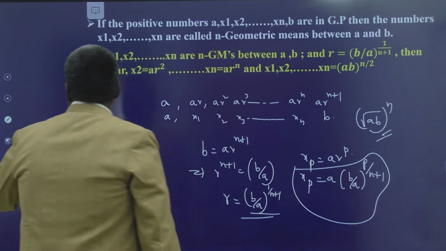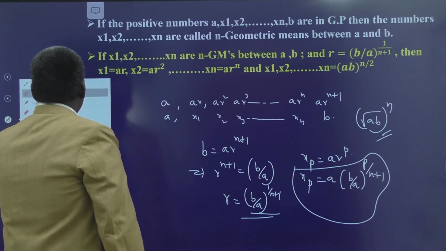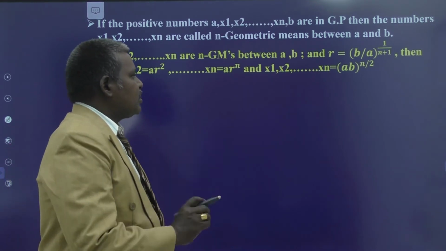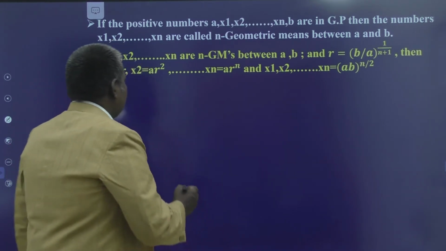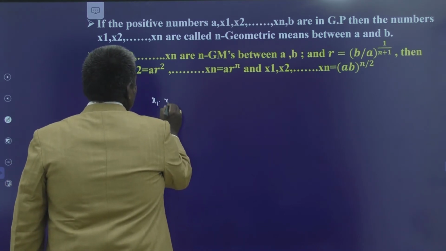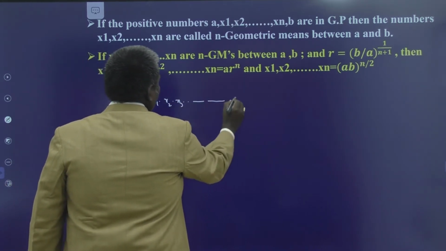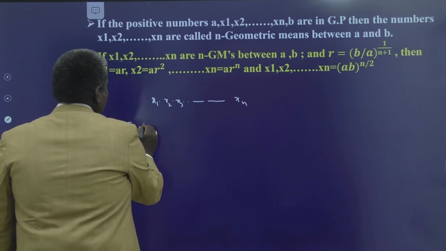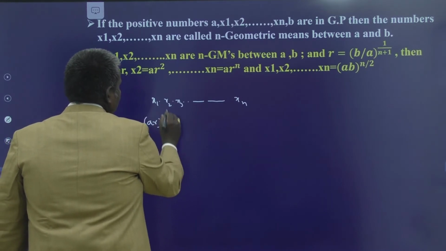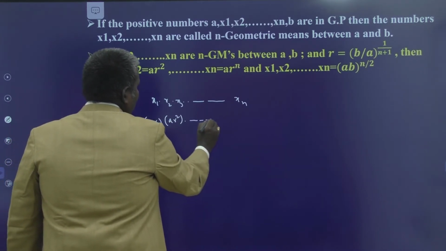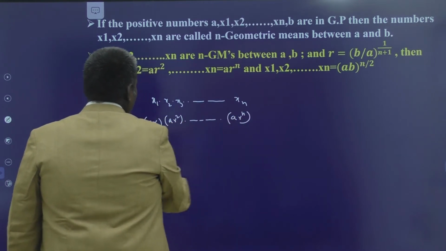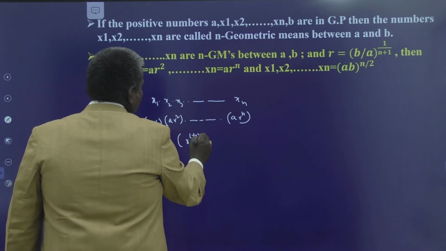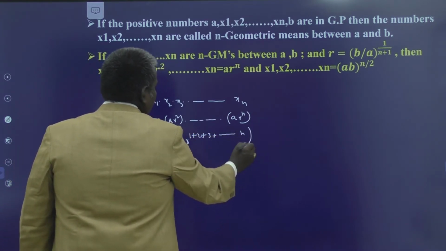Understand? Now what are you going to prove? You are going to prove that the product of n geometric means is equal to one geometric mean whole to the power of n. Let us see. x1, x2, x3 and so on up to xn you are going to find. What is my x1? x1 is equal to ar. What is x2? ar square, and so on up to ar power n. This is a power n into r power 1 plus 2 plus 3 plus and so on up to n.